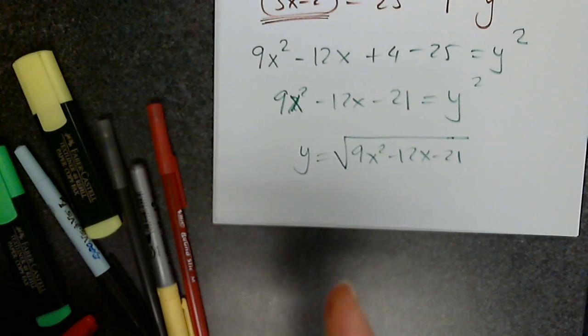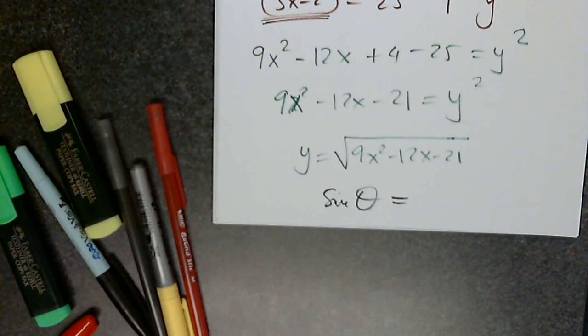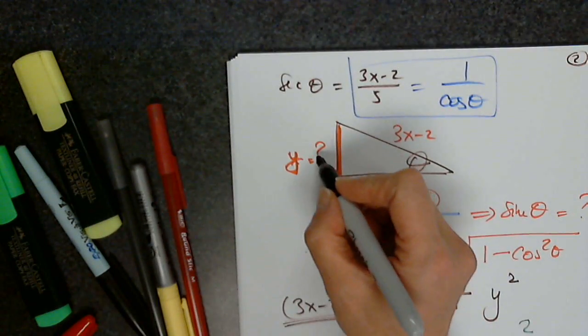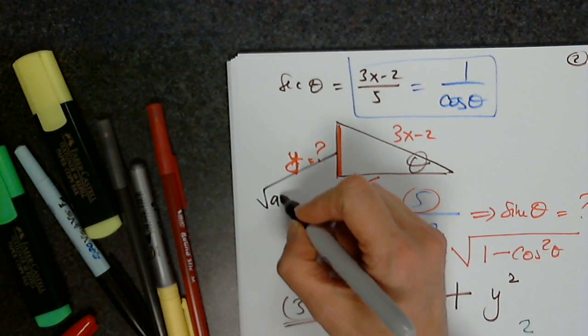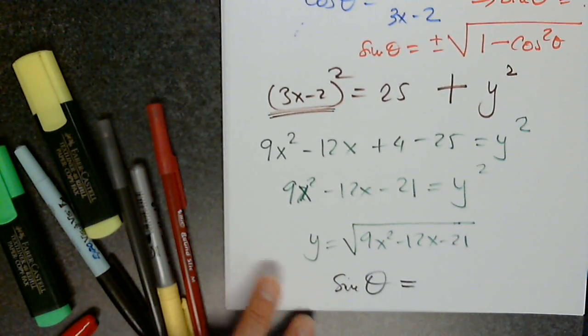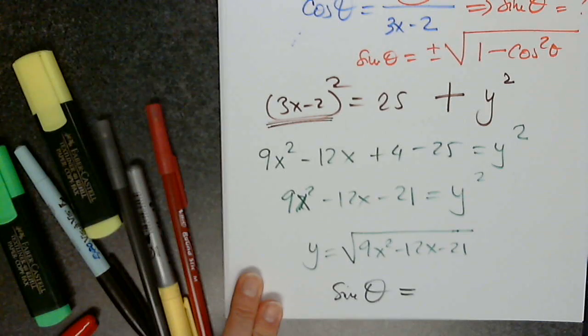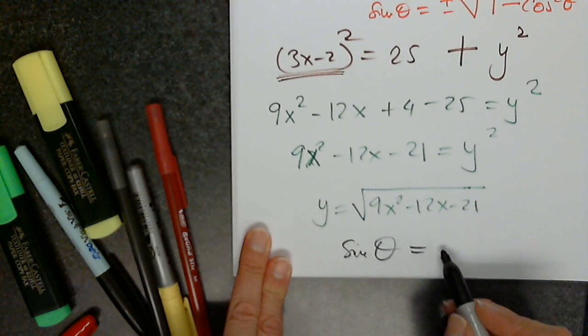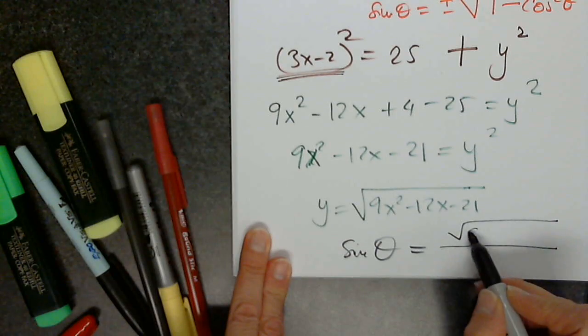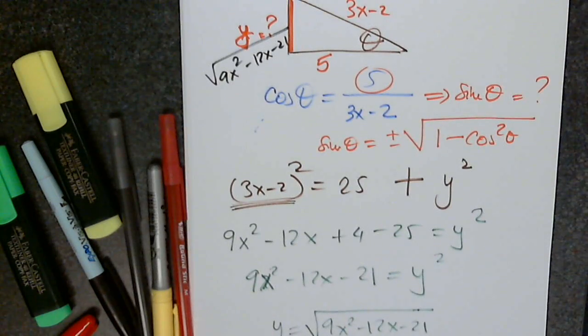Okay. So now I have cosine. Now I want to determine sine theta. Can anyone give us sine theta? Now I know that this piece is the square root of 9x squared minus 12x minus 21. It should be plus or minus, but I can't put plus or minus. It's a distance. So that sine is, yes, that whole thing over the hypotenuse. So that whole thing, which is 9x squared minus 12x minus 21 over 3x. That's it.